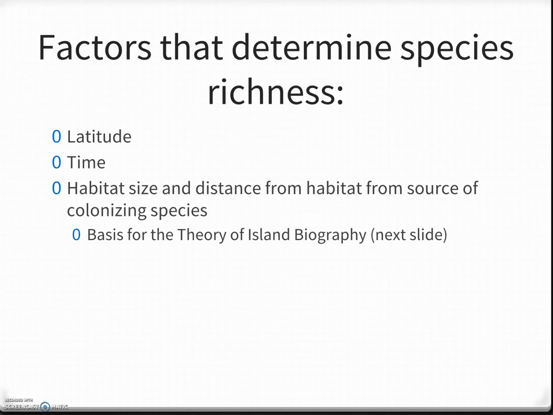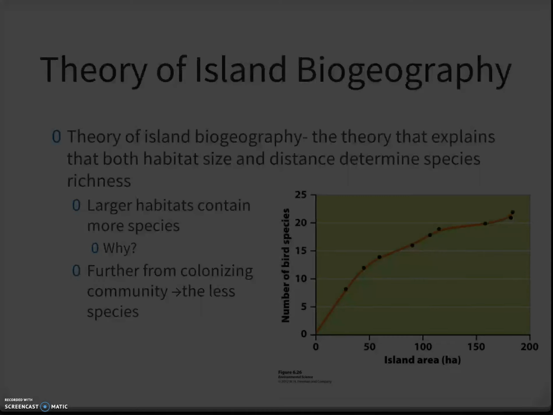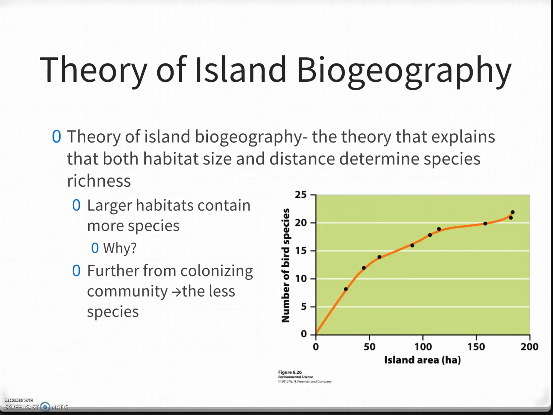And then looking at factors that determine species richness: latitude. As we move towards the poles, the number of species declines. They don't really know why. It's getting colder, but we have more organisms at the equator. Time will influence it. Species richness is influenced by time. The longer the habitat exists, the more things that can colonize it. Habitat size: larger habitats can support more species. And then distance from other communities. Islands that are typically far away from other ones typically have lower species richness.